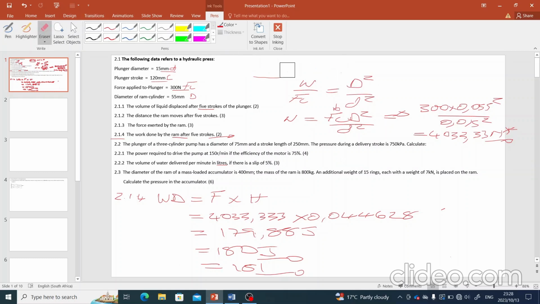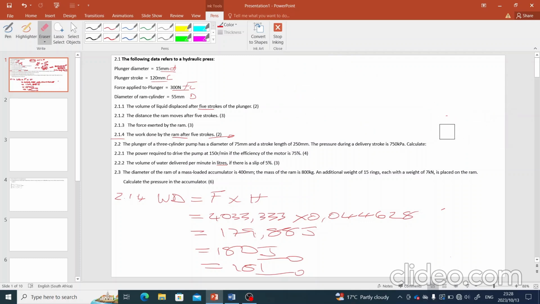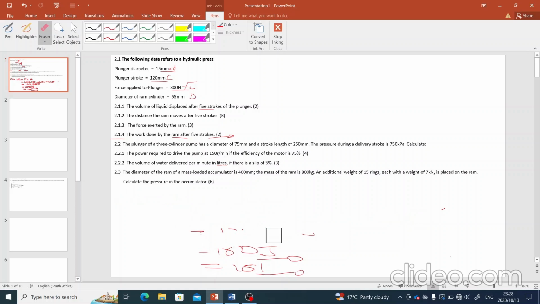Now, let's wipe so as to tackle the following question. Can I then wipe the whole board, because for question 2.2 we need to take out the data. Now let's look at 2.2. Let's take out the data, the given information.